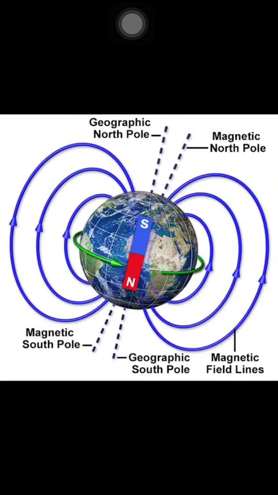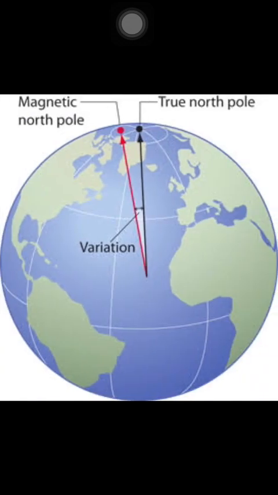So next is, as you can see here, magnetic north pole and true north pole. Geographic north pole is also known as true north pole. And you can see that, in terms of angle, it is 11.5 degrees, but if you look in terms of distance, it is about 700 miles from the geographic north pole.